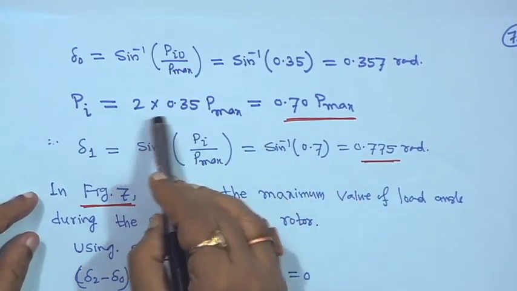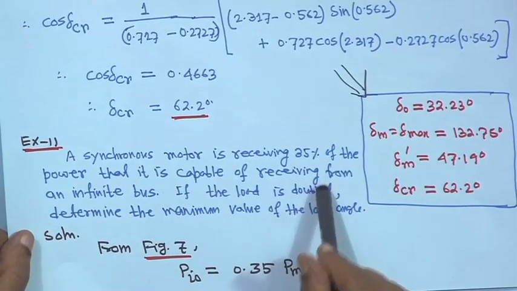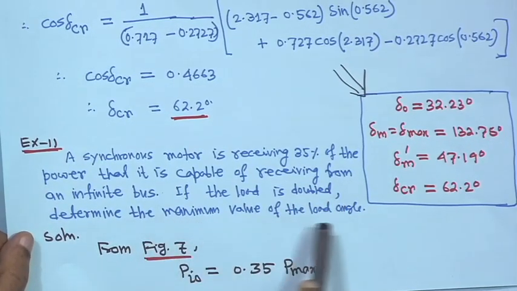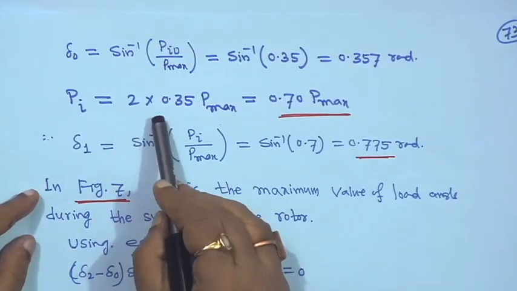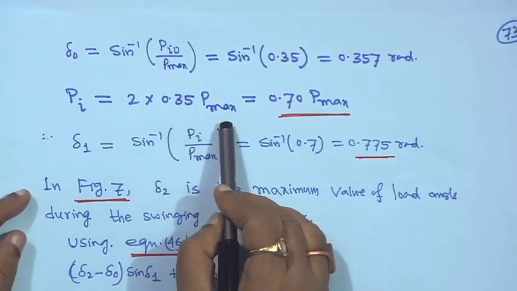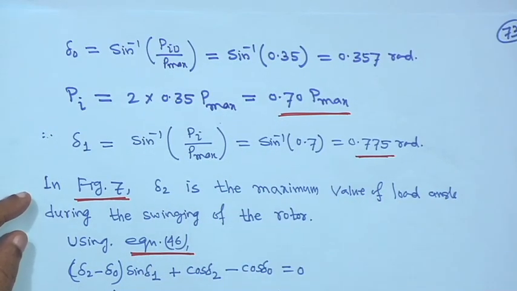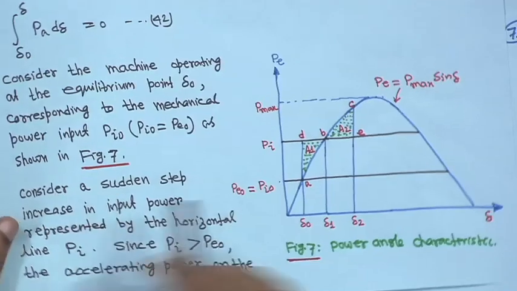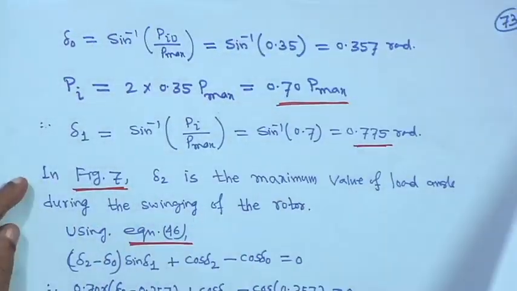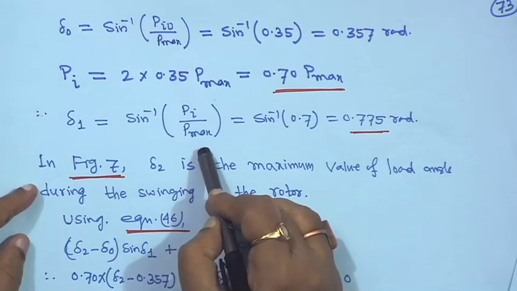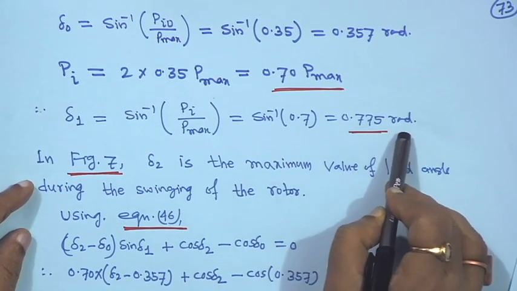So, Pi will be equal to 2 into 0.35 Pmax, because it is given that the load is doubled now. So, determine the maximum value of the load angle. Pi is equal to 2 into 0.35 Pmax, that is 0.7 Pmax. Therefore, you have to compute delta 1, that is sin inverse of Pi upon Pmax, that is sin inverse 0.7, which will become 0.775 radian.